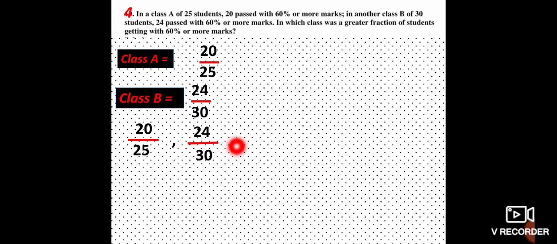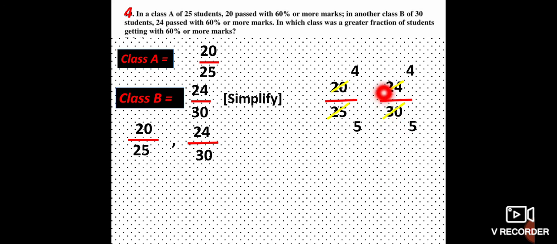For finding which fraction is greater, we have to equalize the denominators. But first of all, we should simplify. Take 20 by 25. In 20 and 25, 5 is common. 5 fours are 20, 5 fives are 25. So 4 by 5. Next, we simplify 24 by 30.